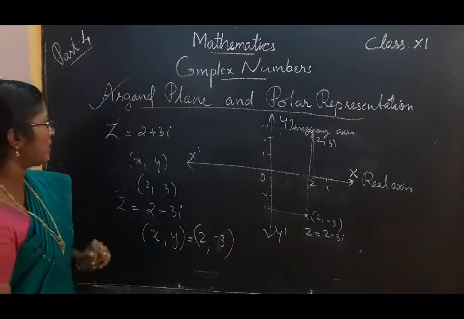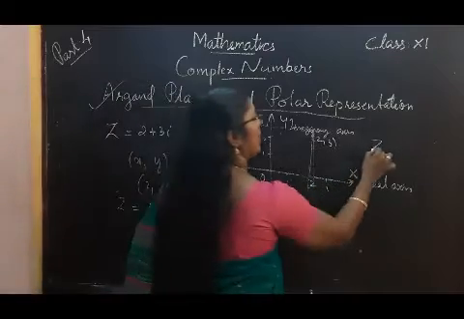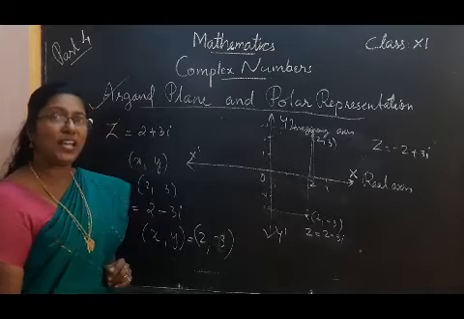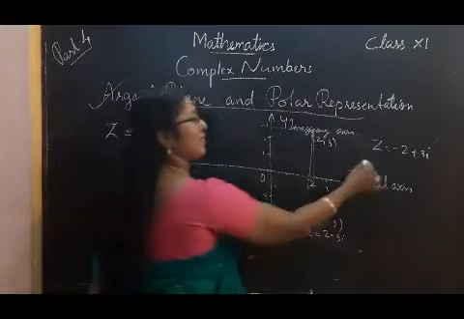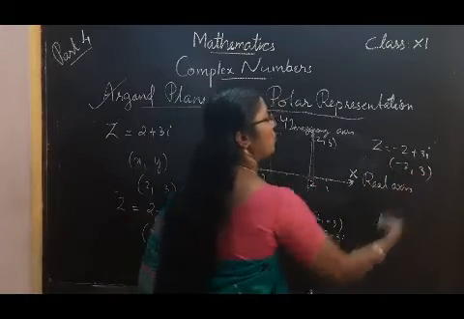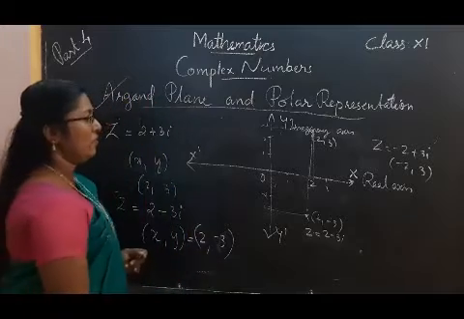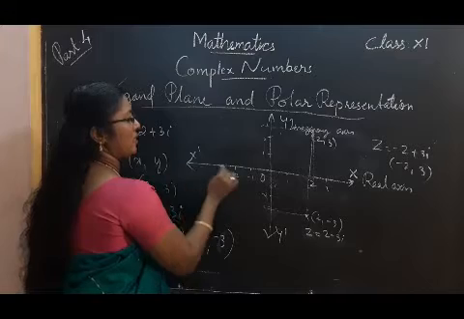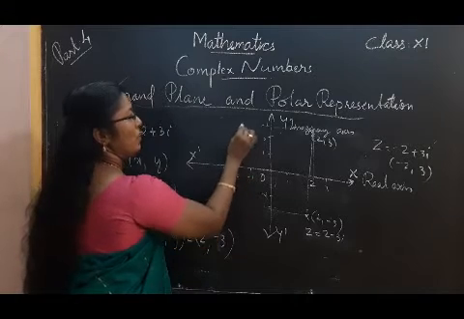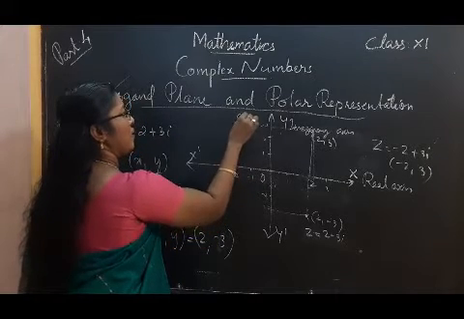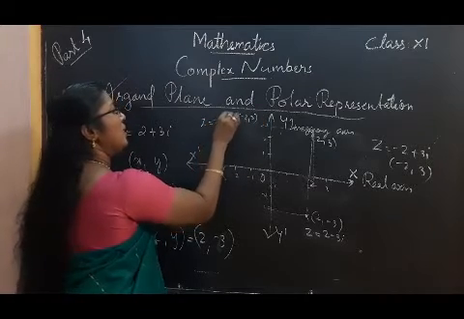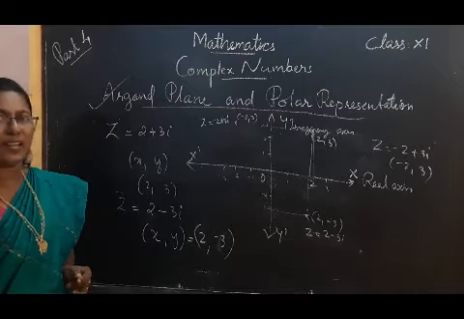Then one more representation: how to plot z equals minus 2 plus 3i? Here the coordinate is (minus 2, 3). So where is minus 2? This is minus 1, minus 2, minus 3, and so on. This is minus 2, and here 3. So z equals minus 2 plus 3i. Okay, clear?